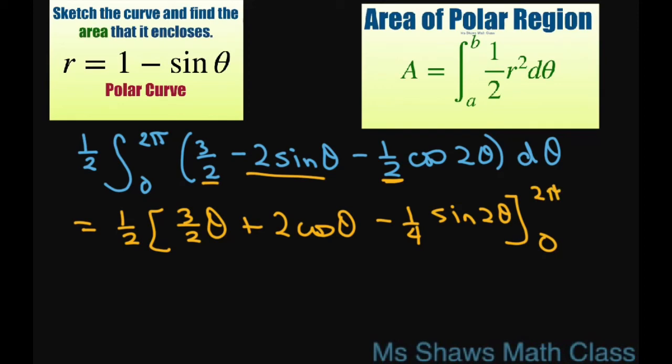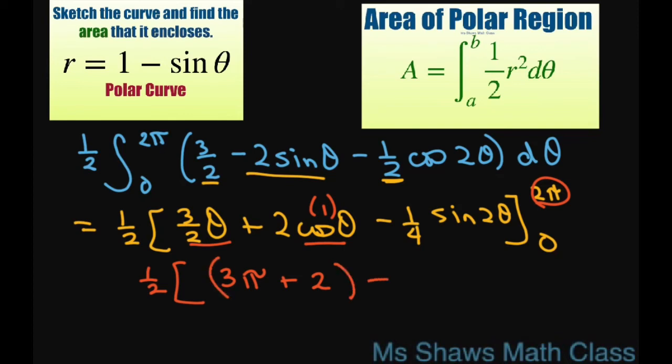This is going to give you 1/2. Now, this piece here, when you substitute this in, is going to give you 3 pi plus cosine of 2 pi is 1. So that's just going to be plus 2. All right. Minus, now substitute in your 0. This is going to be 0, and this is going to be 2. So we have 2, and this is going to be 0.